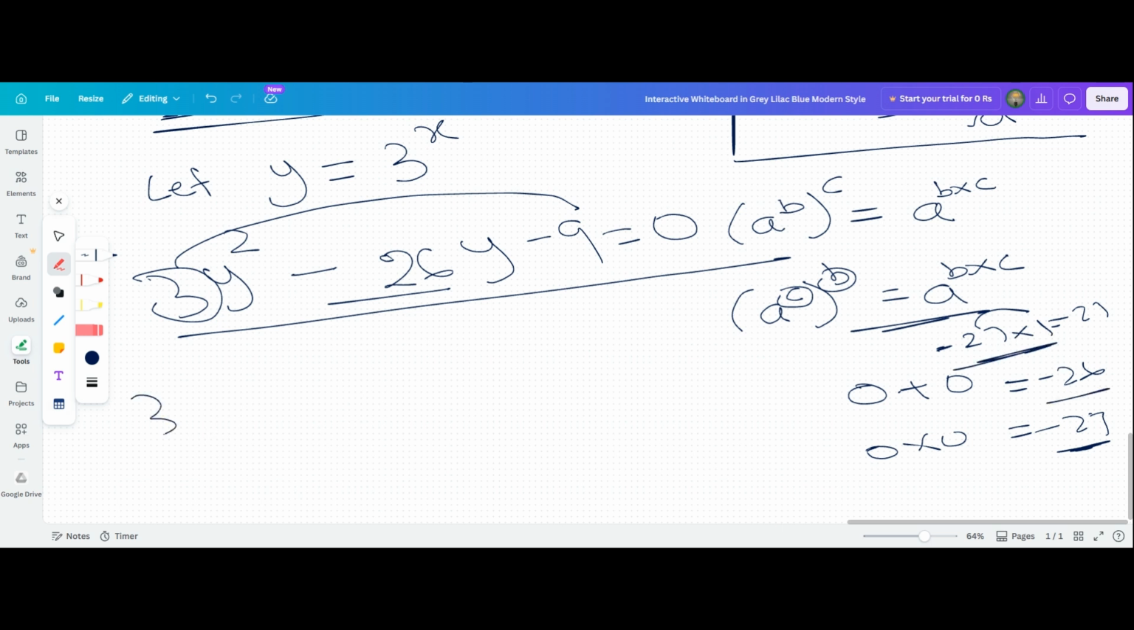So what you can do is 3y squared, we are breaking this into two parts: minus 27y plus 1y minus 9 equal to 0.